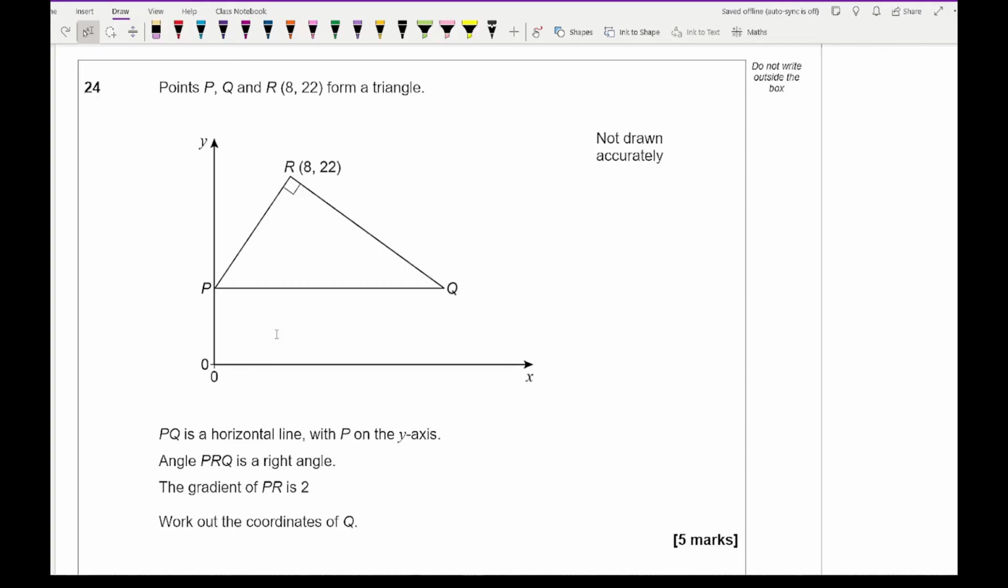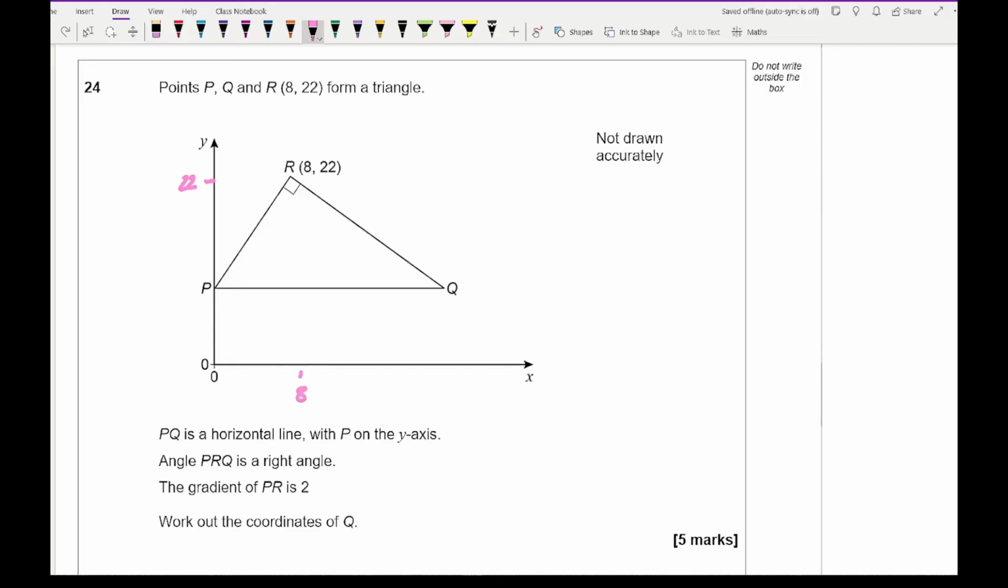The angle PQR or PRQ is a right angle, and the gradient of PR is 2. Work out the coordinates of Q, and it's worth 5 marks. There's going to be quite a lot of work for this. So first of all, the fact that we know that R is at 8, 22 means that this point here is 22 and this point here is 8.